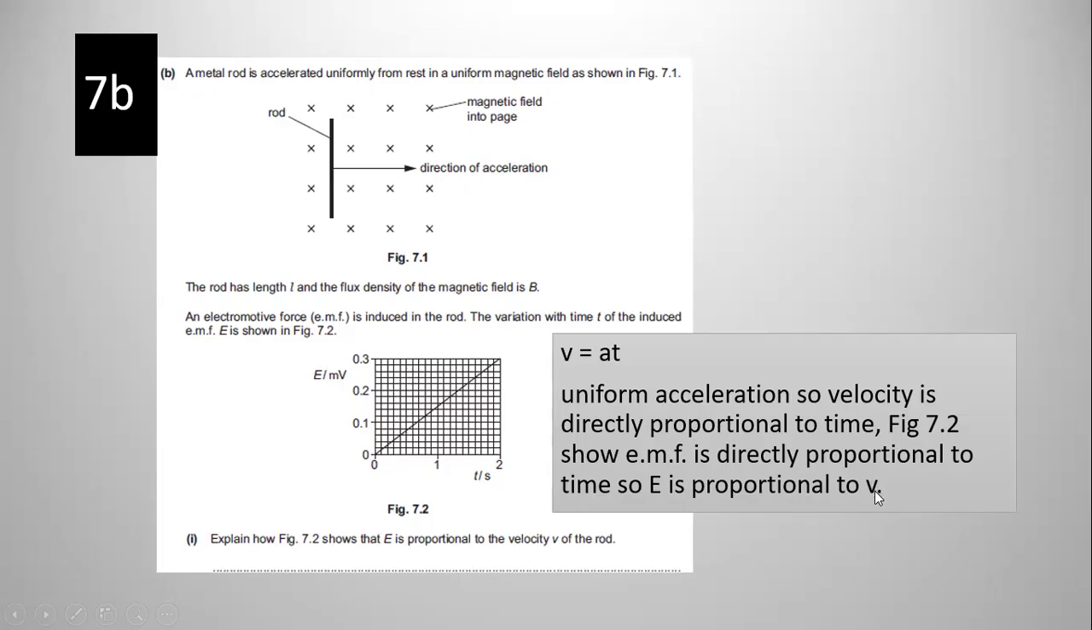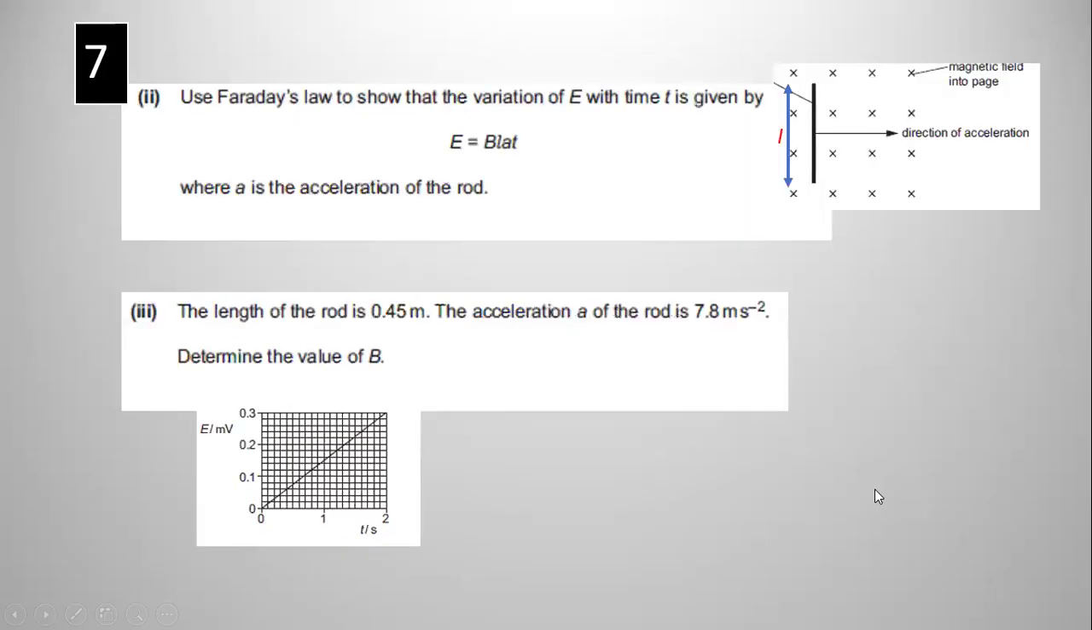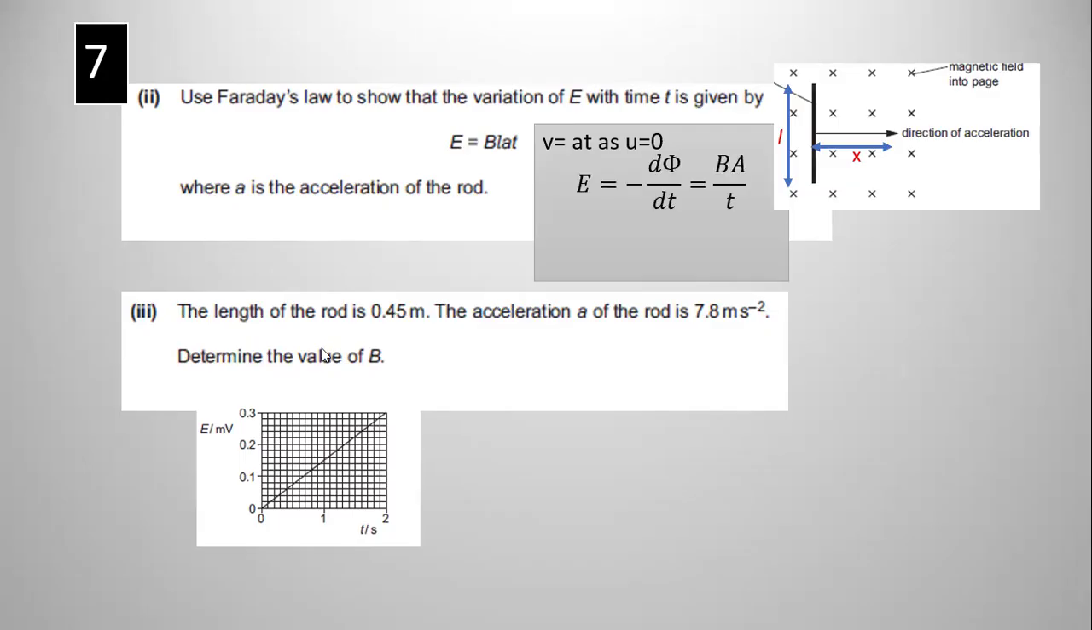Okay. Use Faraday's law to show that the variation of E with time is given by the equation BLat, a is acceleration of the rod. Right? That's the distance x travelled. Right? v equals u plus at, where u equals 0. That's Faraday's law.